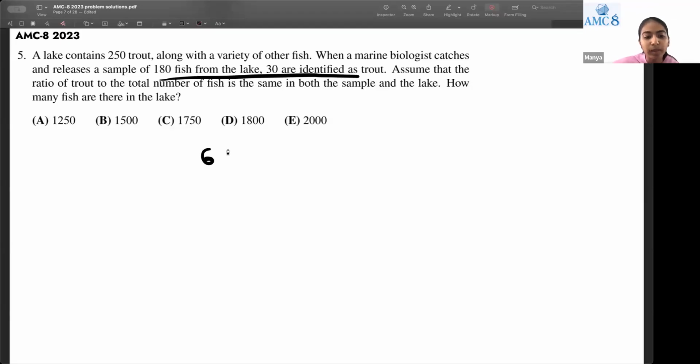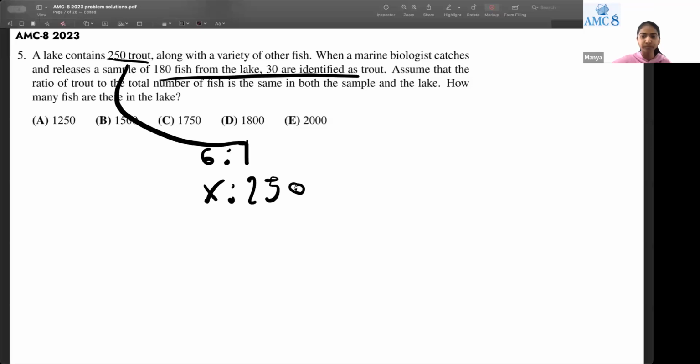And so the ratio would be 6 in every 6 fish, there's at least 1 trout. And the lake contains 250 trout. So in this case, then we're going to get x to 250. So 1 times what equals 250? Well, 1 times 250 is equal to 250. And so we have to do 6 times 250 to get the value of x.